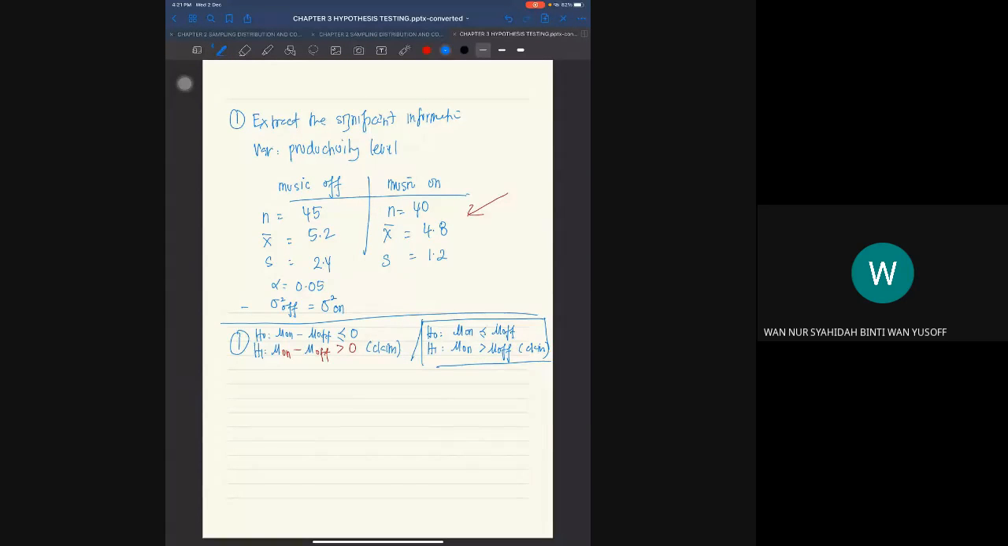Or actually you can also write mu1 minus mu2 less than or equal to 0, and mu1 minus mu2 greater than 0. But if you want to use 1 and 2 here, you have to notify somewhere which one is 1 and which is 2. To be easy, you just use the subscript based on the question itself, so on and off. It will be understandable.